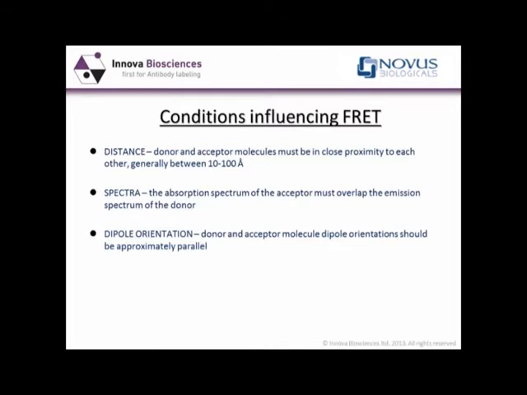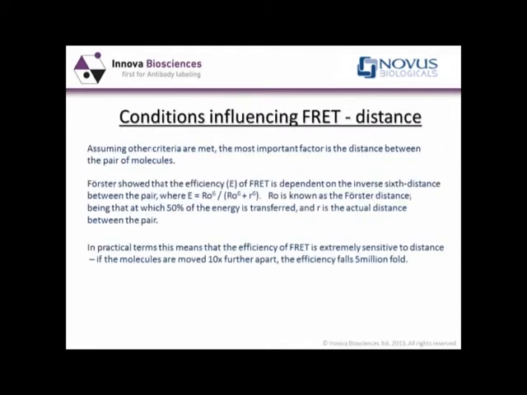In terms of spectra, the absorption spectrum of the acceptor molecule must overlap the emission spectrum of the donor, and I'll show that diagrammatically in a couple of slides' time. And perhaps slightly less often considered is that the dipole orientation of the donor and acceptor molecules should be approximately parallel. Now these are the main conditions that influence FRET. There are many others, but given that we're talking in a beginner's session today, I won't take any time in thinking about them. Let's look at distance in a little bit more detail.